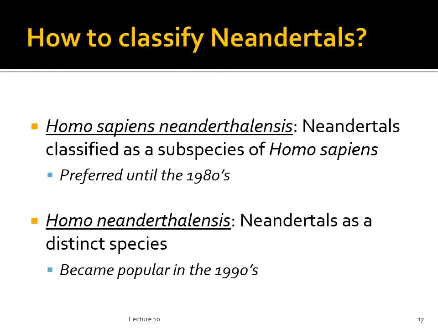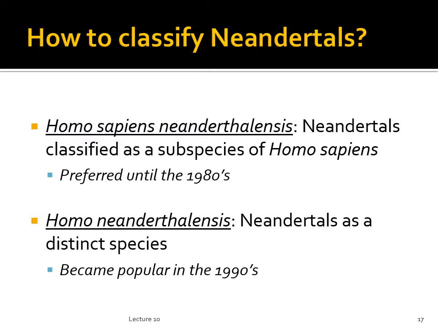The biggest debate in paleoanthropology in the last 30 years or so has been how to classify Neanderthals. Many earlier scholars believed that Neanderthals were not directly ancestral to modern humans, but not distant enough to merit their own species name. So until the 1980s, they were often referred to as Homo sapiens neanderthalensis, still our own species, just a branch of it.